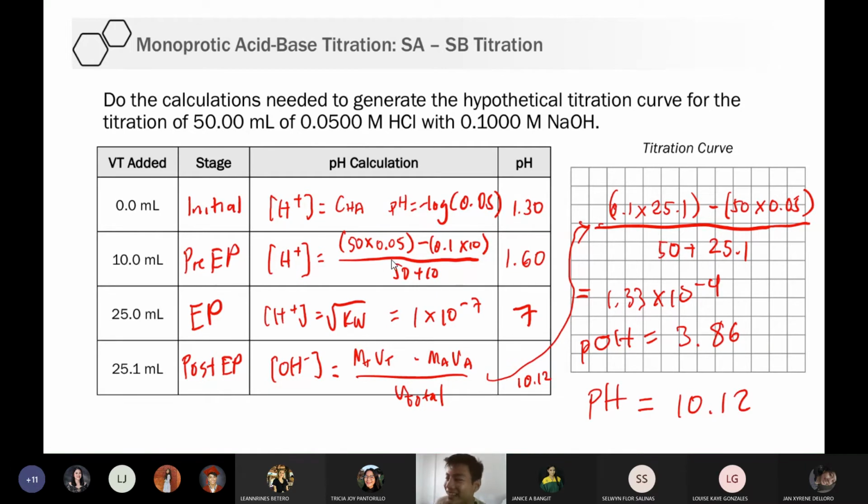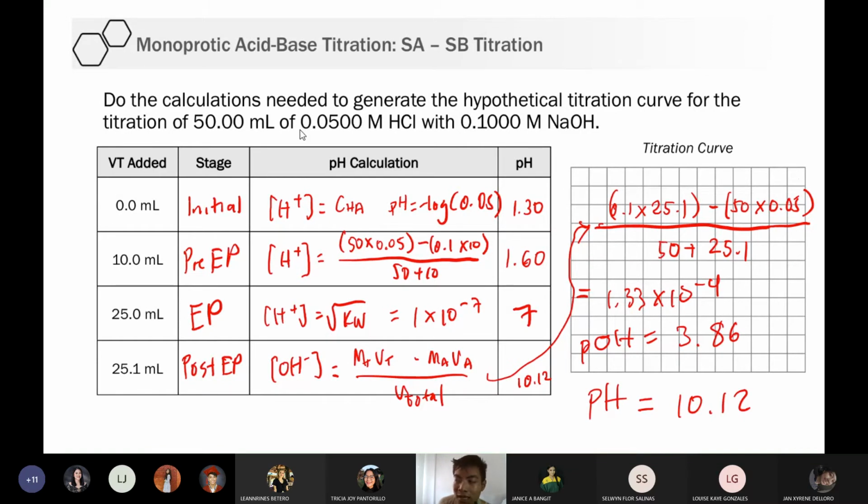Ayun. Okay. So yan ha. Again, you continue, ina-negative log nyo pa to get this. Niliitan ko na lang kasi hindi na kasya talaga. Okay? So yan. So again, you get the OH, mole base minus mole acid divided by the total volume. So ito yon. 25.1 times 0.1 minus 50 times 0.05.